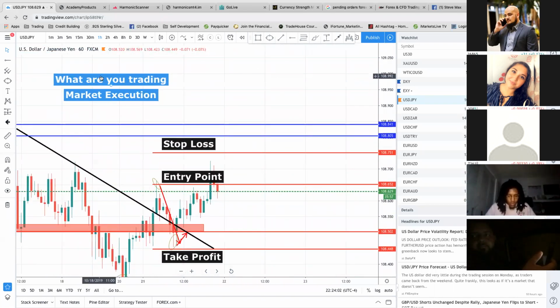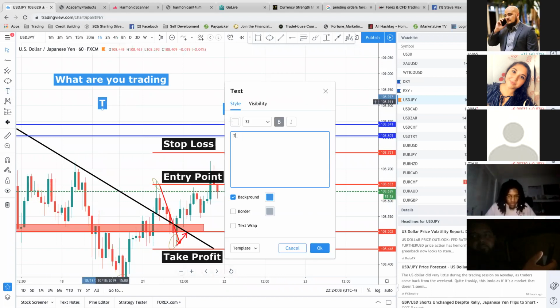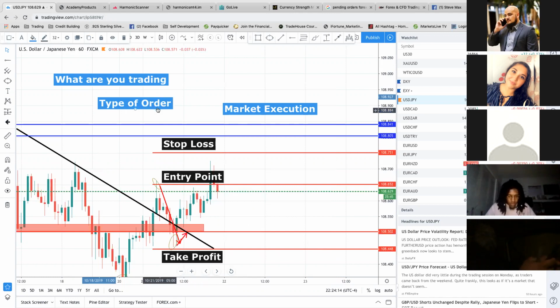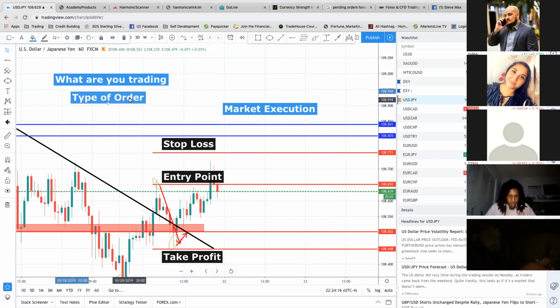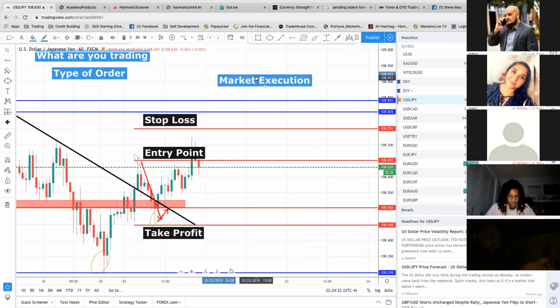So what you are trading is first. Then it's the type of order, which is what we just covered. Type of order is buy stop, sell limit, buy limit, or market execution. Let's say you just got a trade and it's a market execution trade. It means you're going to get in it right now.